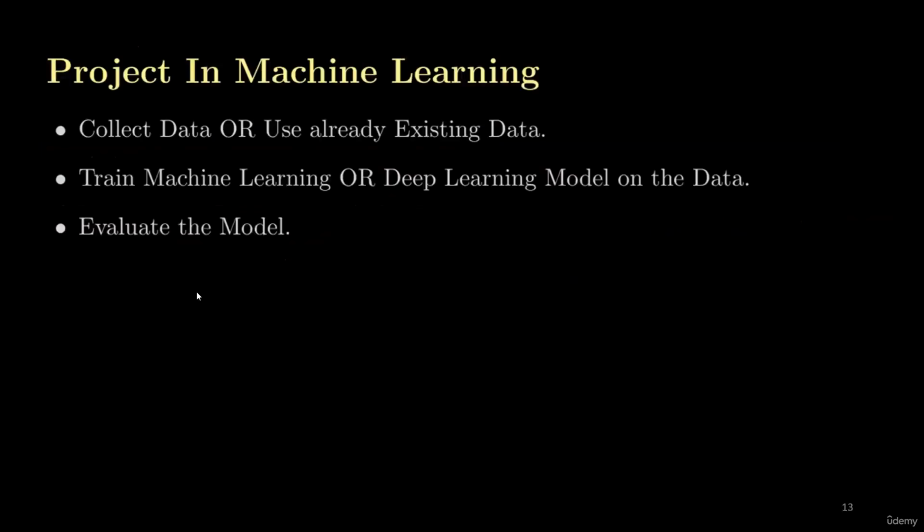So when we say that we are going to solve projects in this course, what is the definition or the concept of a project in machine learning? Basically, there are 3 sequential steps in machine learning. If we follow these steps, we can say that we have solved a project. The first step is to collect the data or use already existing data. In this course, we are not going to collect data, but we will use already existing data sets. Then on those data sets, we will train our machine learning or deep learning model, and then we will test and evaluate the model. If you perform these 3 steps sequentially, it means you are solving a project in machine learning. So this is the definition or the concept of a project in machine learning.